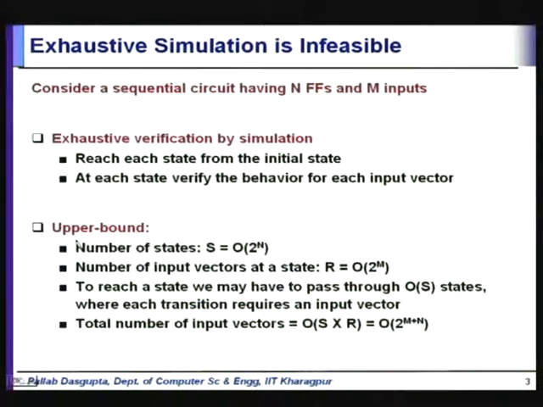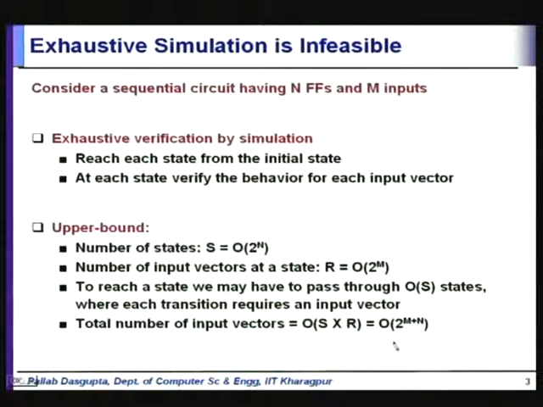To look at a quick upper bound on the complexity, if we have n flip flops, then the number of possible states is of the order of 2 to the power of n, and the number of input vectors at a given state is of the order of 2 to the power of m, because you have m input lines, so you can have 2 to the power of m valuations of those inputs. To reach a state, in the worst case we may have to go through all the other states, and each transition will require an input vector to drive it from one state to another. So, the total number of input vectors that you are going to require is of order s times r, which is of the order of 2 to the power of m plus n. Now, this number is enormous.